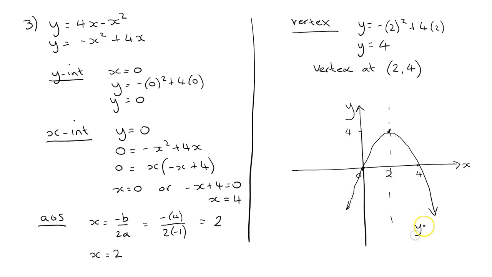And remembering to label it, y equals minus x squared plus 4x. Or we could have put the original label on, y equals 4x minus x squared. Doesn't actually make any difference. So using these steps, you should be able to graph any parabola which is in the form ax squared plus bx plus c.